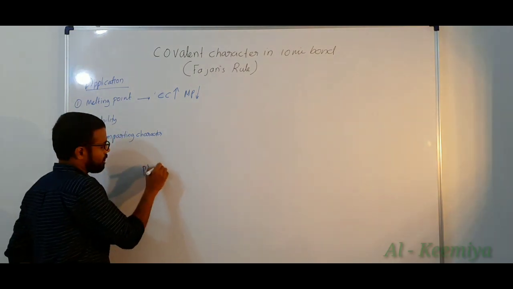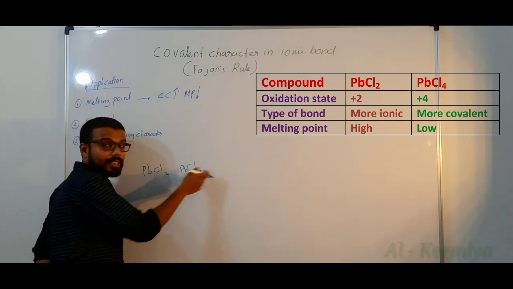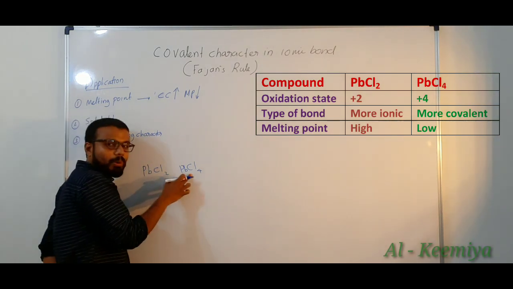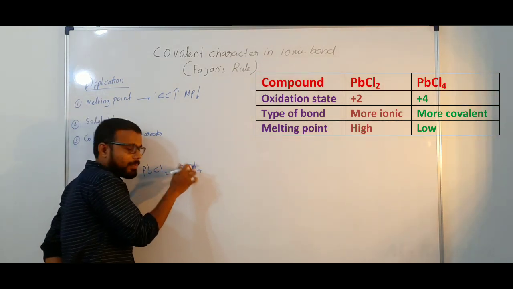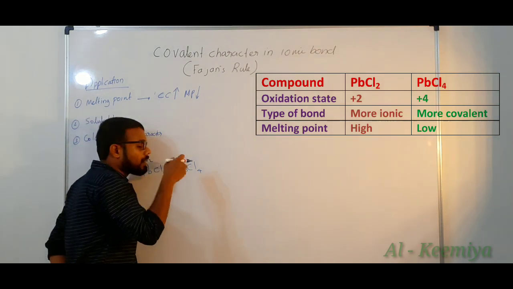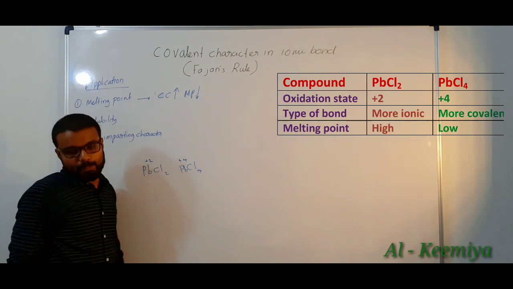PbCl2, PbCl4, lead chloride, lead tetrachloride. Okay, so here again, covalent character is higher for this one because it is +4. Here it is +2. Covalent character is higher for this, but melting point what? Lower. Higher the covalent character, lower the melting point.